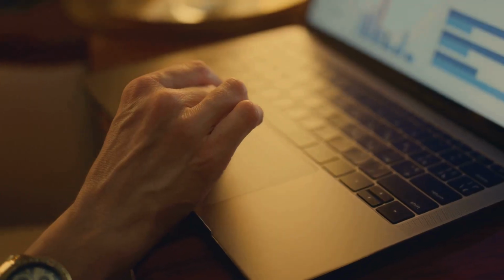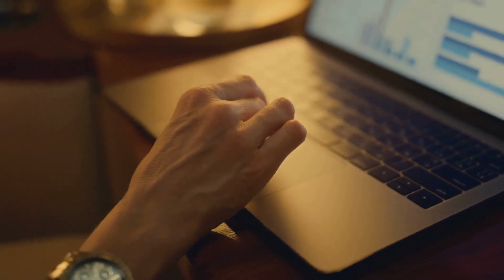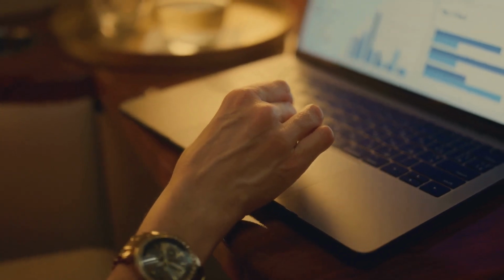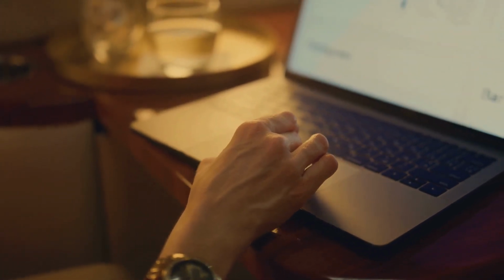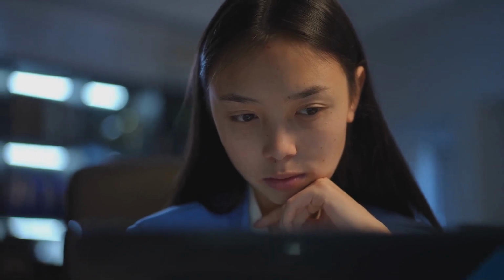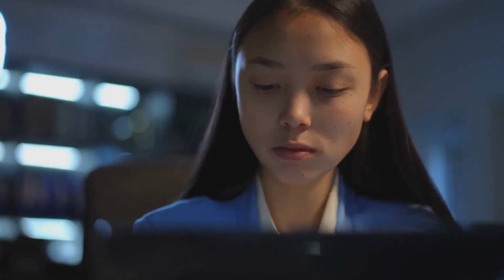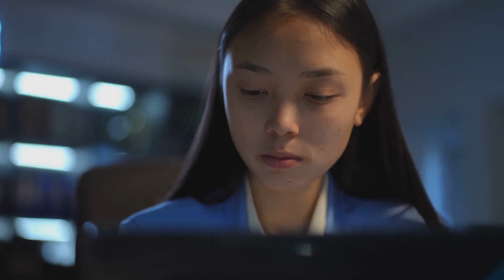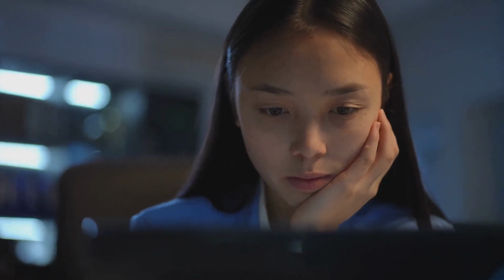Another important factor to consider is the ease of use. You want a tool that is intuitive and user-friendly so that your team can quickly adapt to it. Look for tools with a clean and simple interface, and consider doing a trial or demo to see how easy it is to navigate and use the tool.